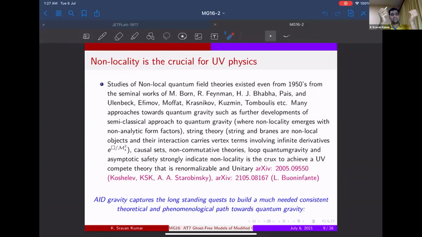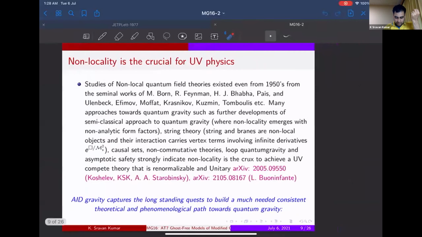But there are several other motivations. If we look at all the approaches towards quantum gravity, string theory that Alexei mentioned in the previous talk, but even all the remaining approaches, causal sets, non-commutative theories or loop quantum gravity, many of the approaches to quantum gravity have one common feature, that is non-locality, in some form or another. So this is a very important, crucial part.